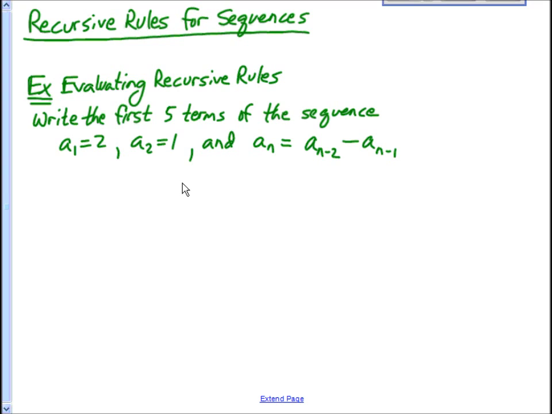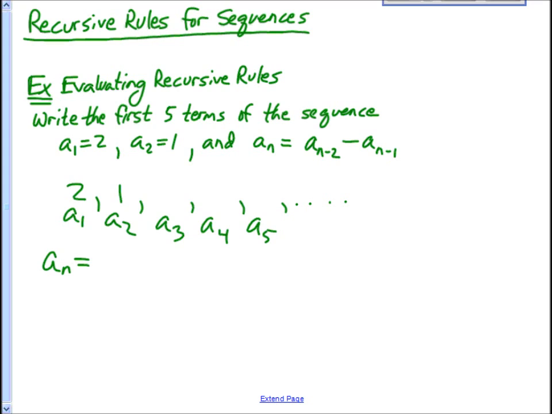All right, so let's write this out. Our first term is 2, and then we got 1. So here's our first term, here's our second term, right? And we are trying to figure out the first 5 terms here. So we need A3, we need A4, we need the 5th term, A5, and so on, right? Okay, so I go ahead and I write my recursive rule.